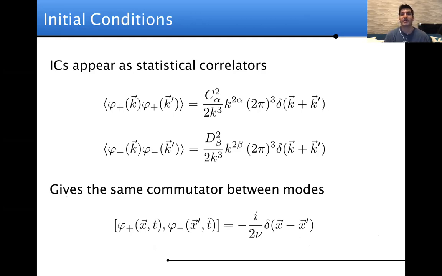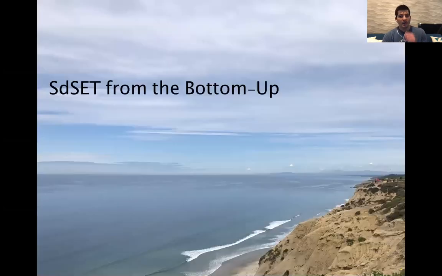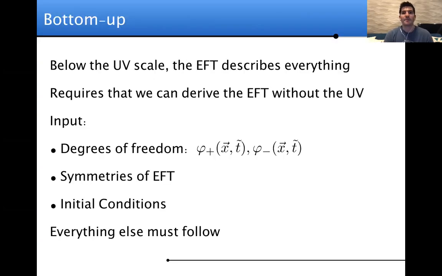In addition, they have the canonical commutator, but these are classical correlators that are consistent with the fact that phi plus commutes with itself and phi minus commutes with itself. Okay, so that was how we get to this effective theory from the top down.